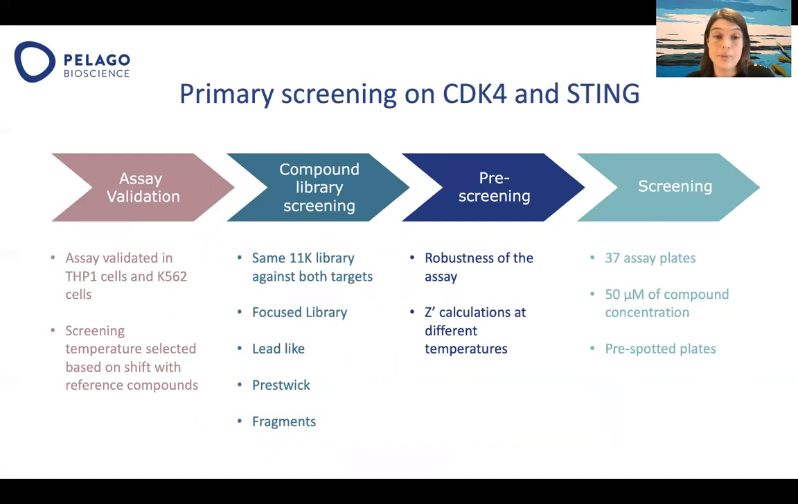This was a focus library consisting of both lead-like compounds and fragments, but we also included a Prestwick library. We have done a pre-screening to test the robustness of the assay, so the C prime calculations at different temperatures. And then after, we embarked on the screening, which we did at 50 micromolar compound concentration in pre-spotted plates.